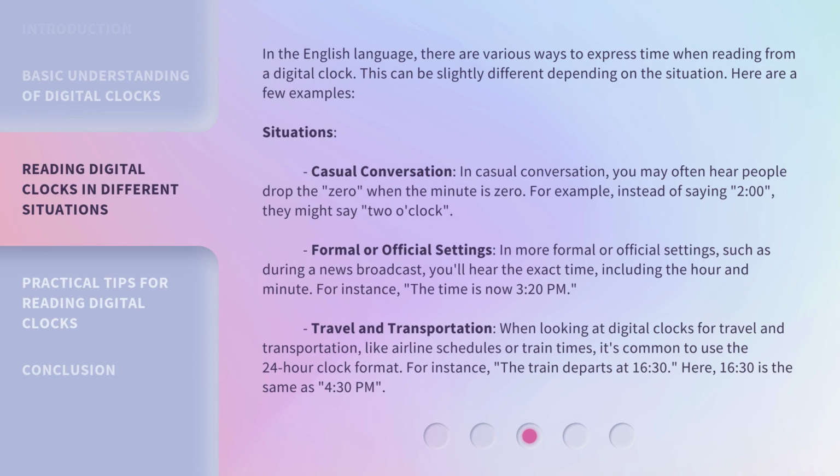In the English language, there are various ways to express time when reading from a digital clock. This can be slightly different depending on the situation. Here are a few examples. Situations. Casual conversation. In casual conversation, you may often hear people drop the 0 when the minute is 0. For example, instead of saying 2:00, they might say 2 o'clock.